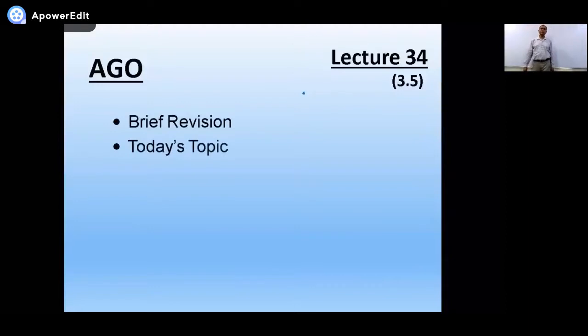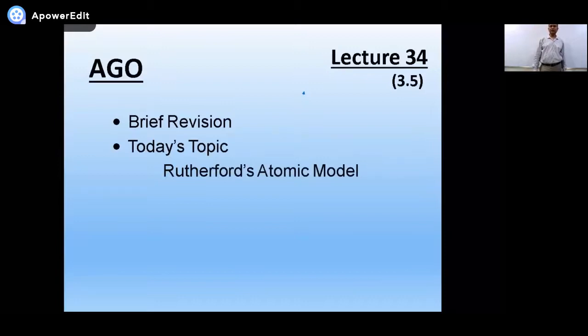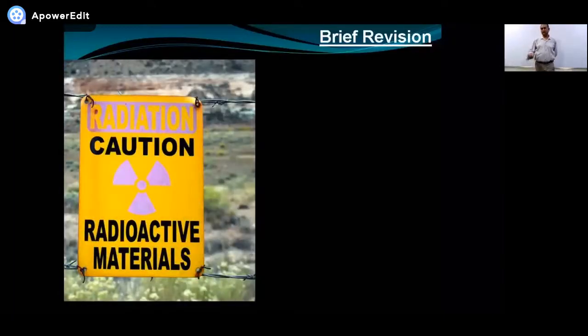Again, brief revision, and today's topic is Rutherford's atomic model. What is the topic today? Rutherford's atomic model. Alright? So, how will we start? As usual with the revision, chapter number 3. I think most of you must be remembering the names of different topics, and a few things related to them: Dalton's atomic theory, then modern atomic theory, then the fundamental particles, and after that radioactivity.